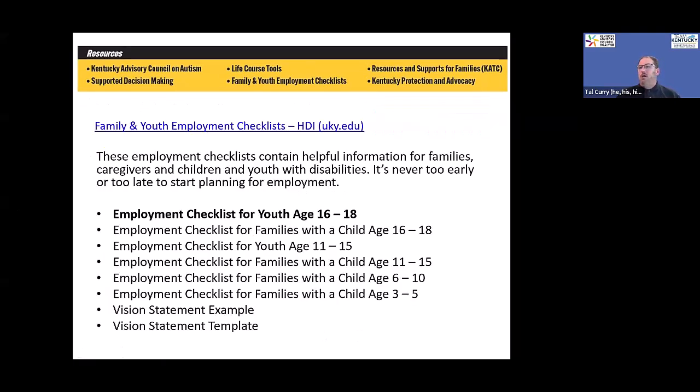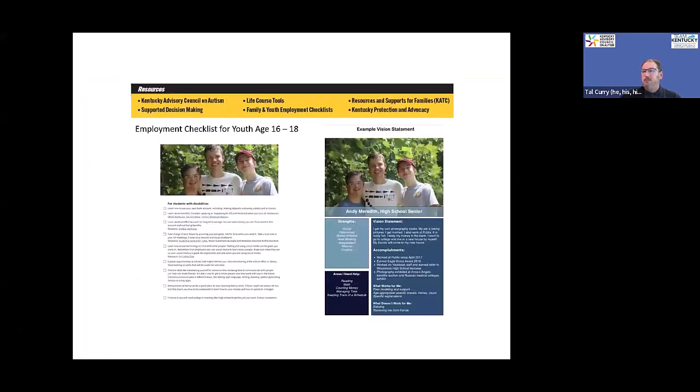Probably one of the most important checklists is the family youth employment checklist, which are really transition checklists. There are checklists for families with a child age 3 to 5, age 6 to 10, age 11 to 15, but then there's also one for youth 11 to 15, and youth 16 to 18. And each one includes a vision statement example and a vision statement template. So I will show you what one of these looks like.